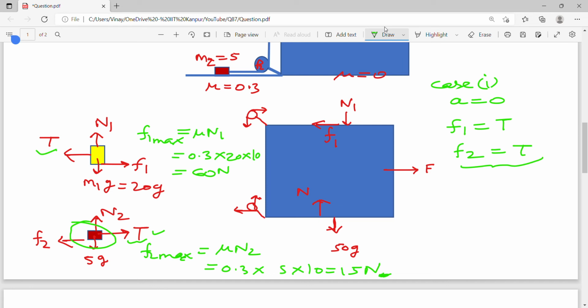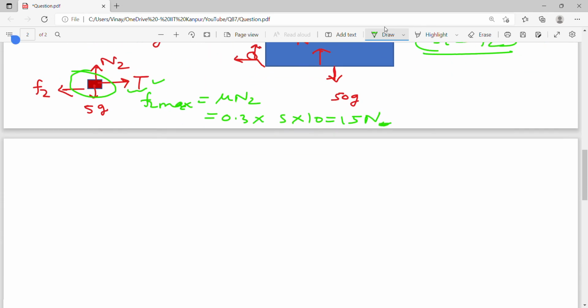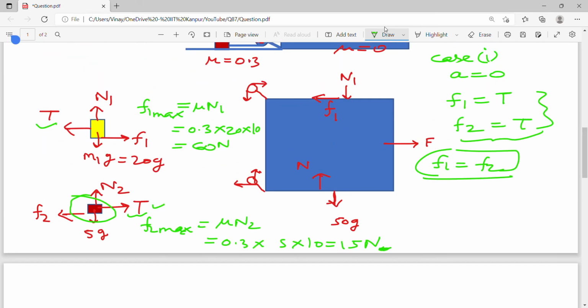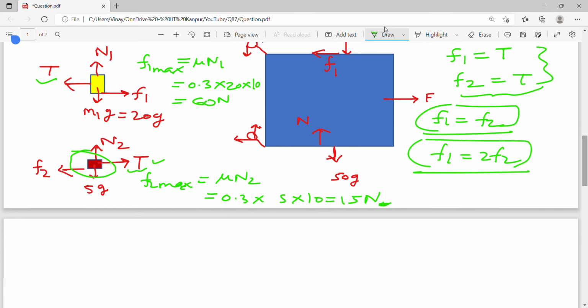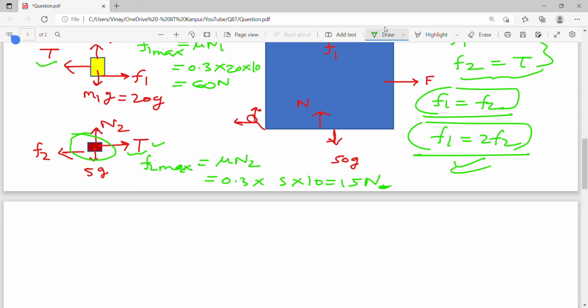Now in the second case, from here what you obtained is F1 equal to F2. This is not the case in your given question, and that is the big information, by the way. In the given question, F1 is equal to 2F2. So the first case doesn't apply to you. So in the second case, if this is the scenario, F1 equal to 2F2, then what is F1?